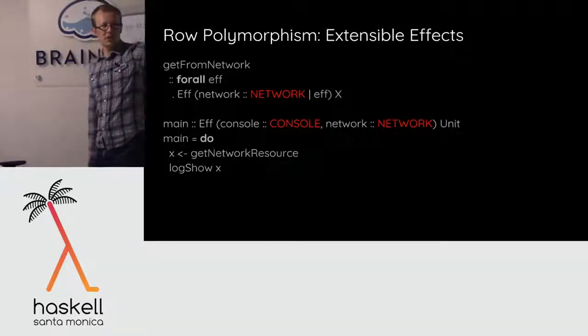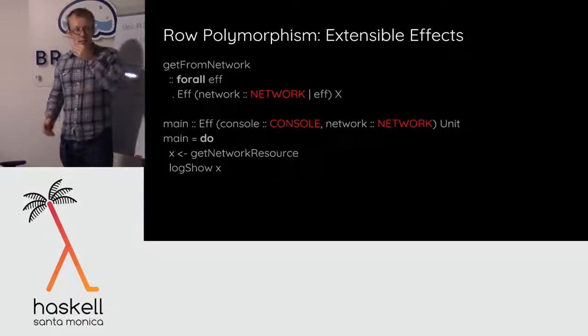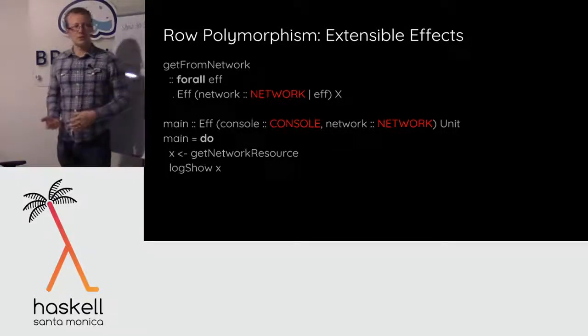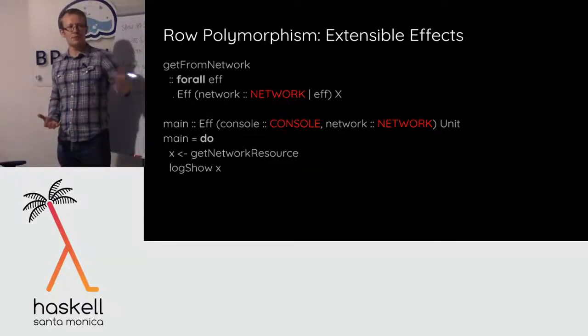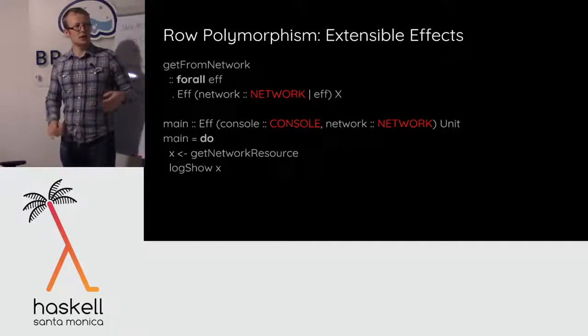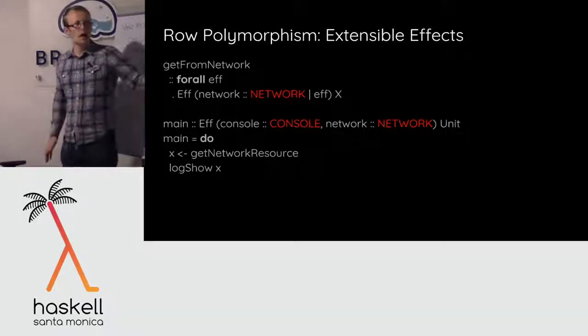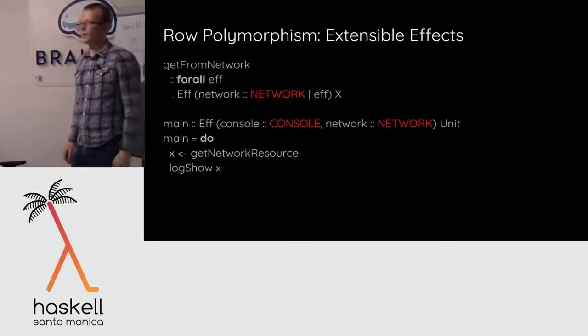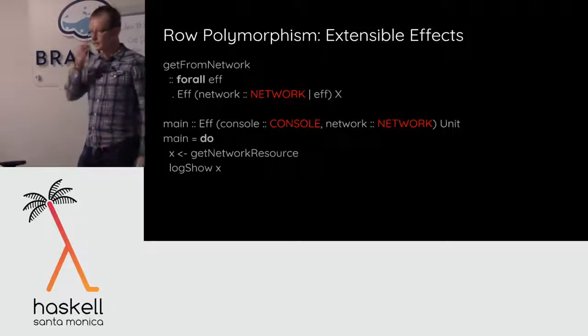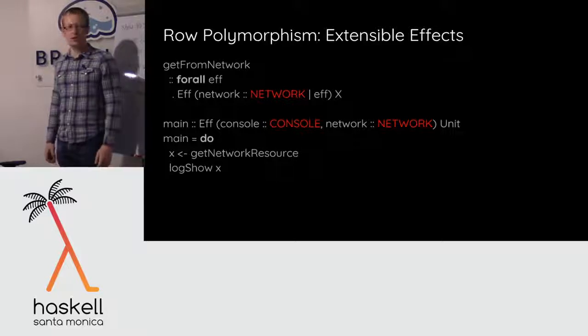So log show gives me a console effect, and get network resource gives me a network effect, and unification joins the rows together, okay? Because we have nice inference properties for rows, it means we have inference for the effects that our main program has. So you can think of F as being a little bit like Haskell's I/O, except that we're tracking exactly the set of things you're actually doing in main. Not exactly, but an approximation to the things you're doing in main.